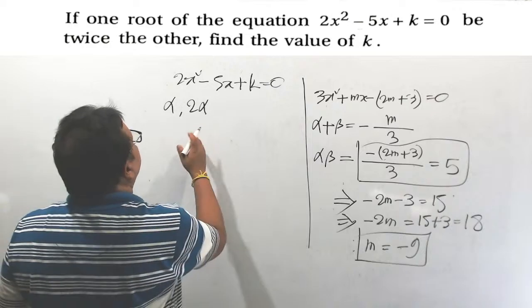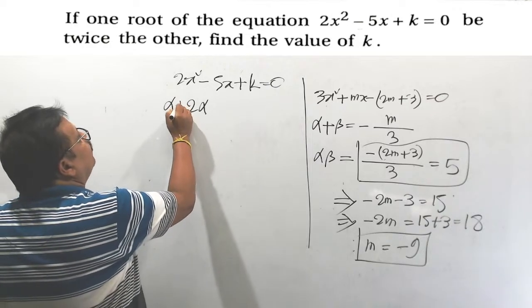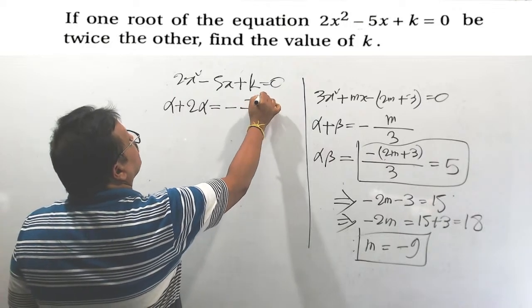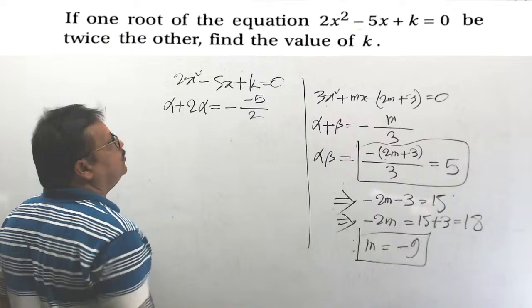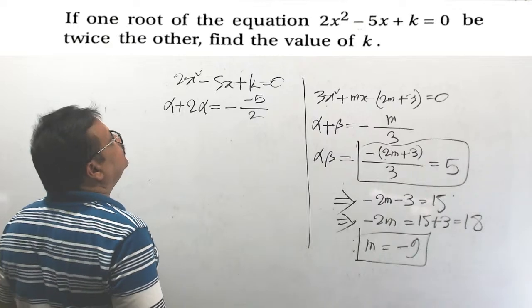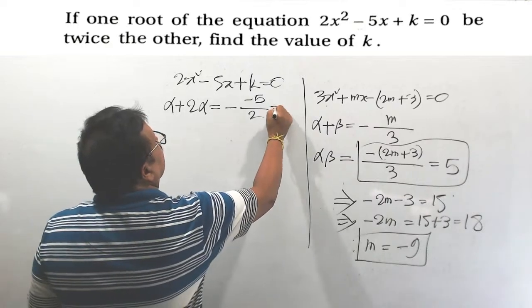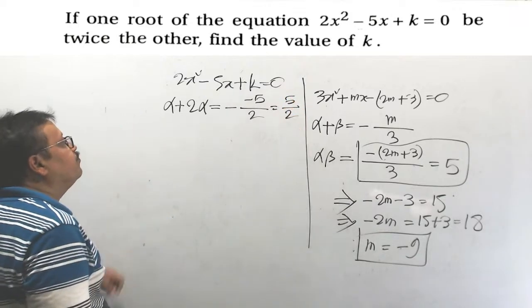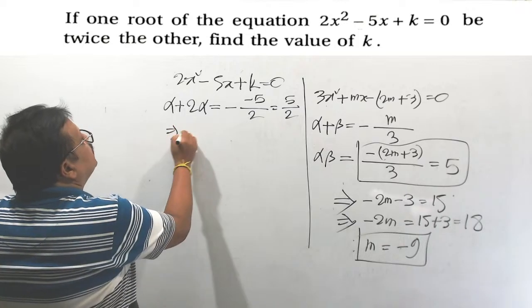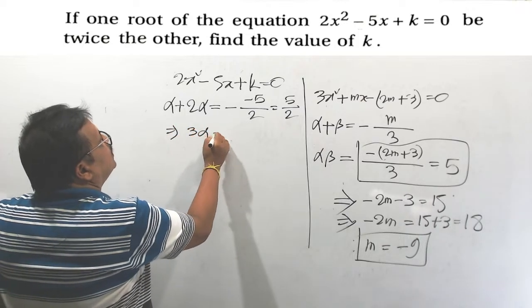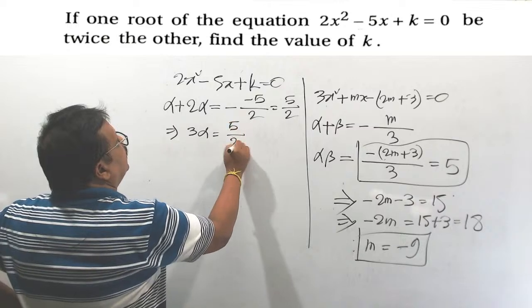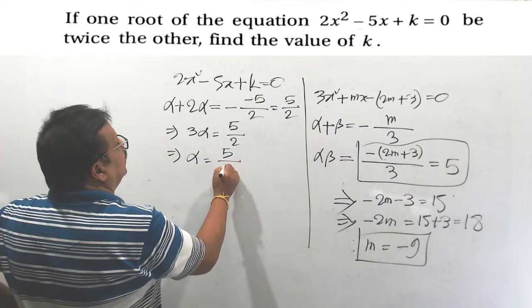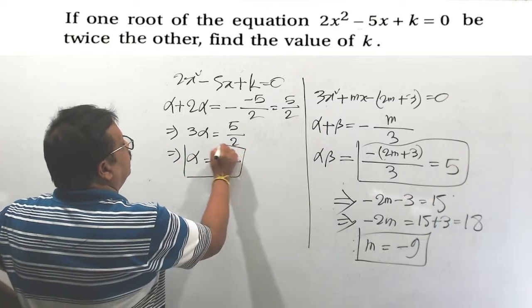Same procedure. Sum of the roots is equal to minus b by a. What is b? Minus 5 by 2. That means 5 by 2. This implies 3 alpha is equal to 5 by 2. This implies alpha is 5 by 6. Understood? You got 5 by 6.